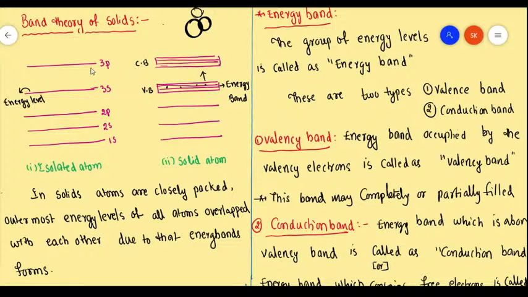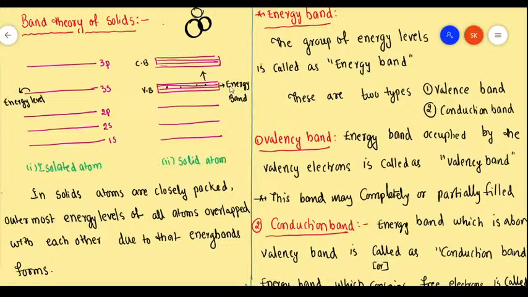In case of an isolated atom, energy levels do not overlap with each other. But if you take solid atoms, what happens? The outermost energy levels, the atoms are very close. When atoms are close, the outermost orbit of one atom overlaps with the other atom. Due to the overlapping of many energy levels, we get the energy band. These lines here are the energy levels of different atoms. They are overlapping with each other.